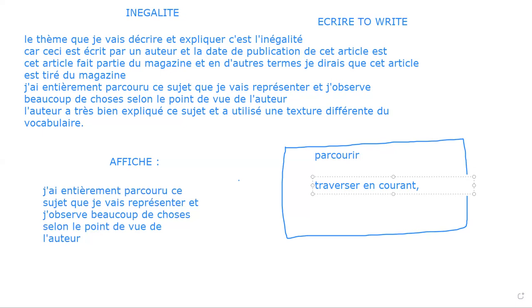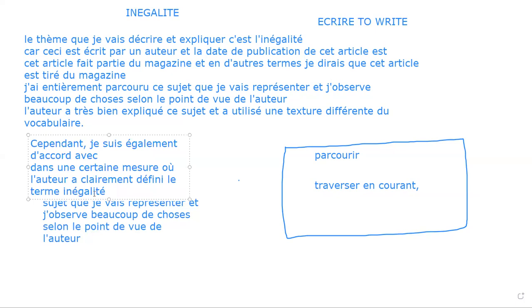Okay? Then I will say, however, I'm agreed to some extent. Now team, listen to me very carefully. For example, then you will explain if you are agreed with the author's point of view, whatever it is written by the author. If you are agreed, then you will say, however, I am also agreed to some extent, where the author has clearly defined the term inequality. So what you will say? However, now use the connector. Cependant, let me write it down. Cependant is, however.